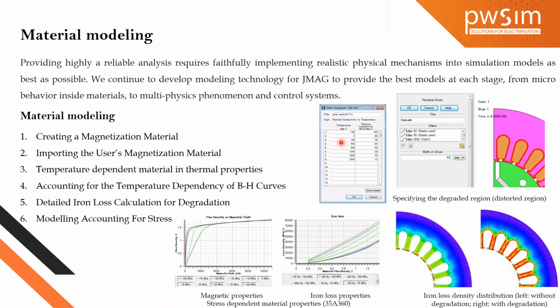So here is the data table where we can input the temperature dependent thermal conductivity versus temperature. This is the data we input in the point sequence. The x-axis, I mean the temperature, is in degrees centigrade, and thermal conductivity we can incorporate here to account for the magnetic behavior of the electric device. Here is an example of the stress dependent material properties for 35A360 material.